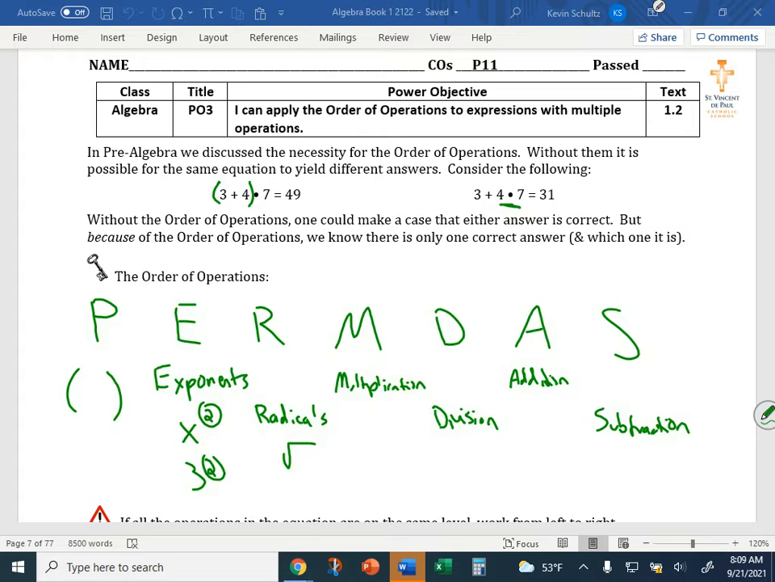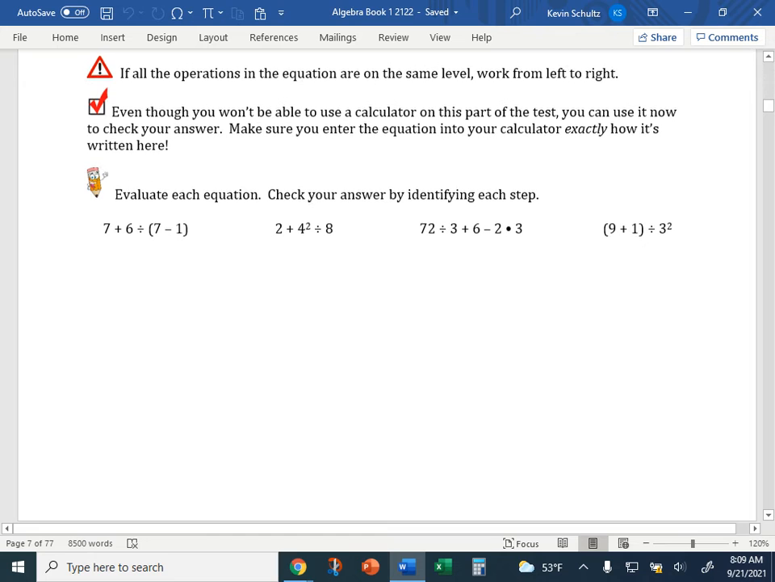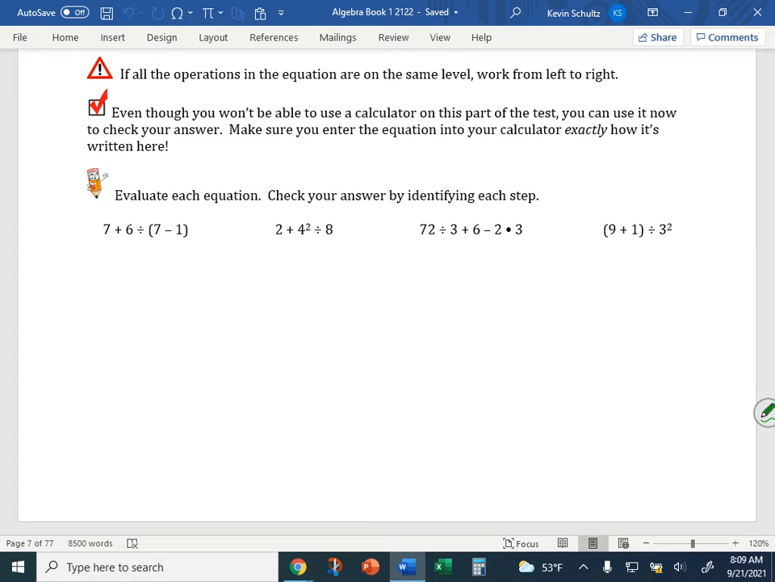All right. Moving on down the page, where I believe we just jump straight into practicing here. It says, even though you will not be able to use a calculator on this part of the test, because here's the thing about calculators, they always do the correct order of operations. And I'm not testing whether or not you can press buttons in the right order, okay? I'm testing whether or not you can do the order of operations. So you will not be able to use one on this part of the test. However, you can use it now to check your answer, okay? When you do this, plug exactly what you see into your calculator and see if that answer matches what you got.